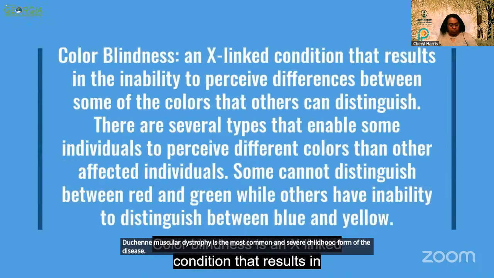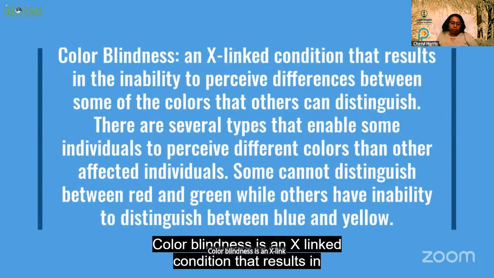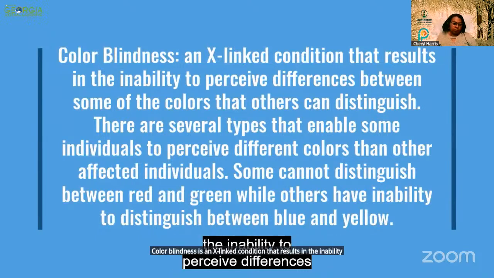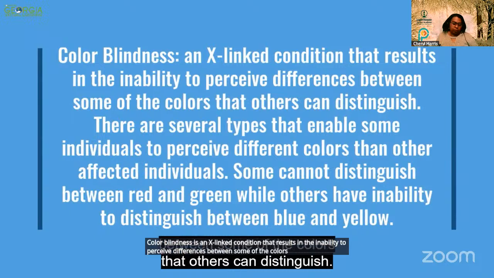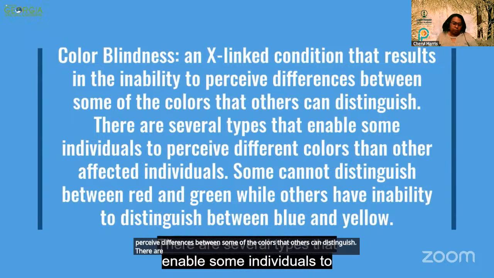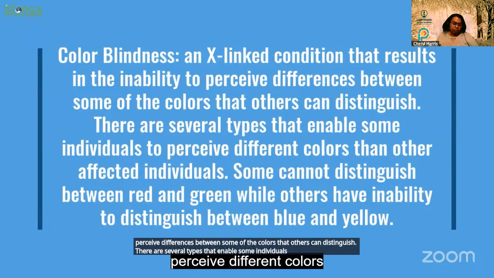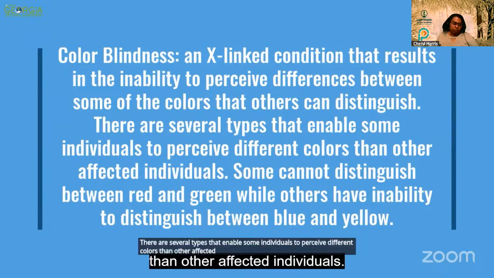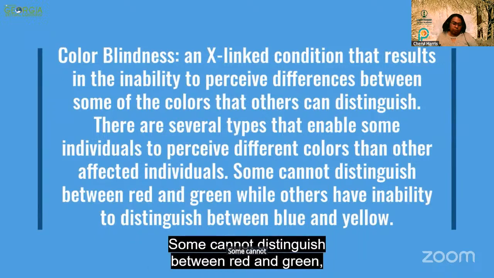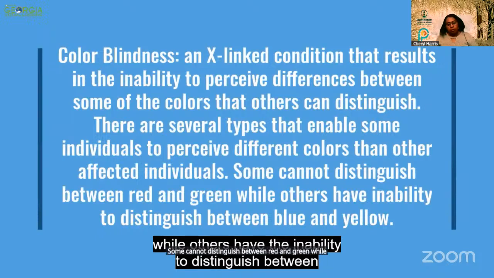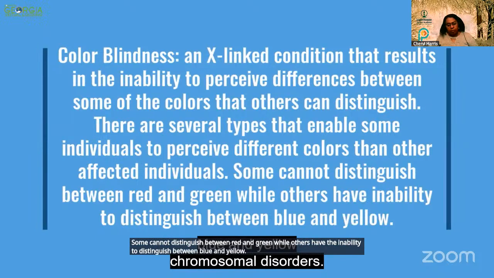Color blindness is an X-linked condition that results in the inability to perceive differences between some of the colors that others can distinguish. There are several types that enable some individuals to perceive different colors than other affected individuals. Some cannot distinguish between red and green, while others have the inability to distinguish between blue and yellow.